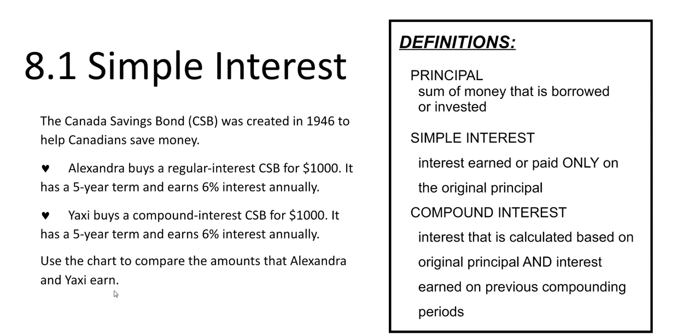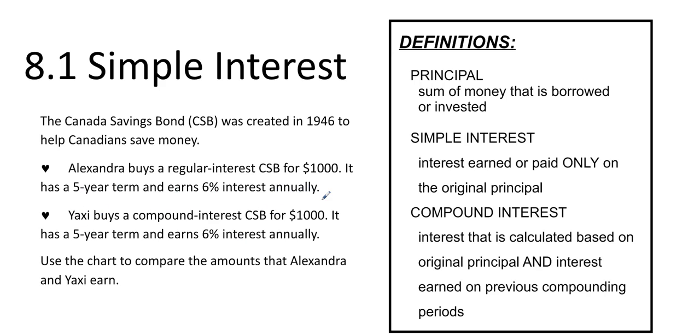So we're going to dive right in with an example. The Canada Savings Bond, CSB, was created in 1946. It's to help Canadians save money. I'm sure you know lots about bonds and things like that from history class. But Alexandra buys a regular interest CSB for $1,000. It has a 5-year term and it earns 6% interest annually.